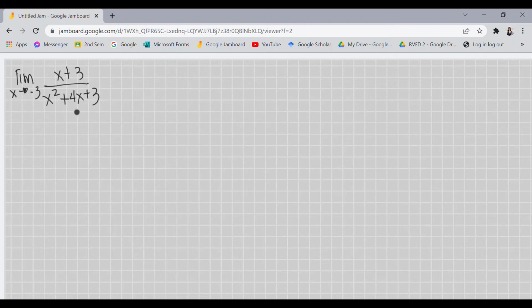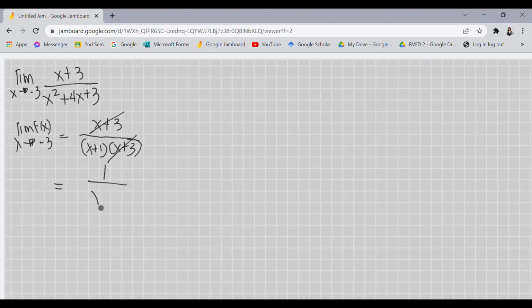So, first and foremost, you cannot substitute agad-agad itong negative 3 sa ating function. Unless, sure na kayo na ay ito'y wala ng factor. Pero in this case, meron pa po tayong factor. So, the limit of the function as x approaches negative 3 for this equation, if a factor out natin to, the factors of the denominator will be x plus 1 times x plus 3. And then, may makikita kayong pwedeng makancel. So, we will cancel x plus 3, x plus 3. So, ang matitira sa atin is 1 over x plus 1.